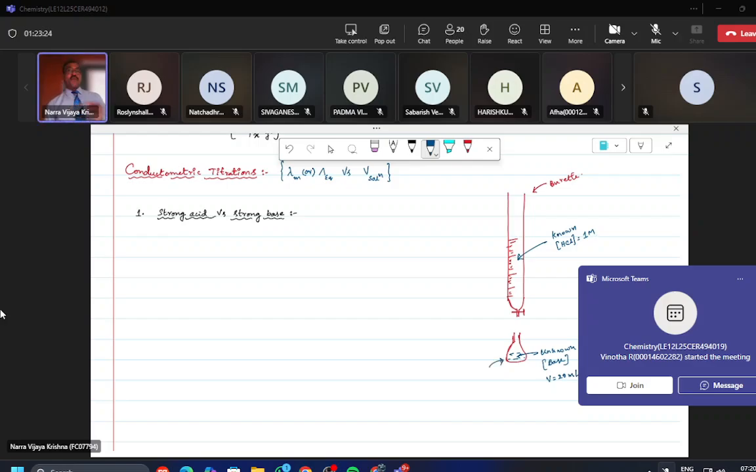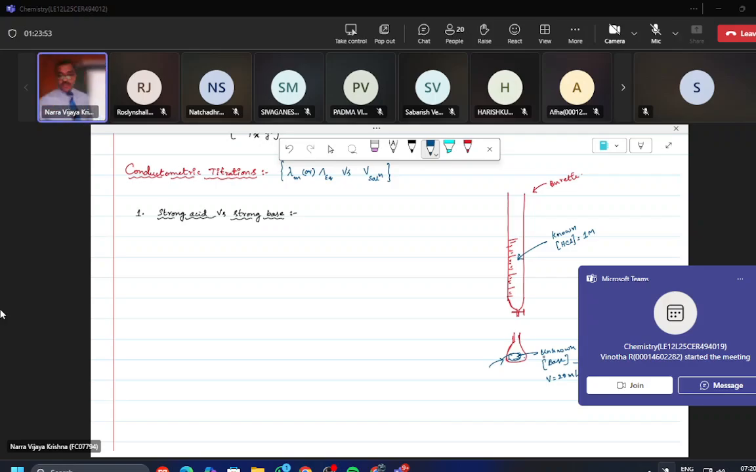What we will do? We will add one indicator, phenolphthalein indicator, and we will add this drop by drop. Whenever you find the end point, the color change of phenolphthalein indicator from pink to colorless, in basic medium pink color, right? When you are adding acid drop by drop, at a certain point, what happens to the color of phenolphthalein indicator? It becomes colorless. At that point, you will measure the value.